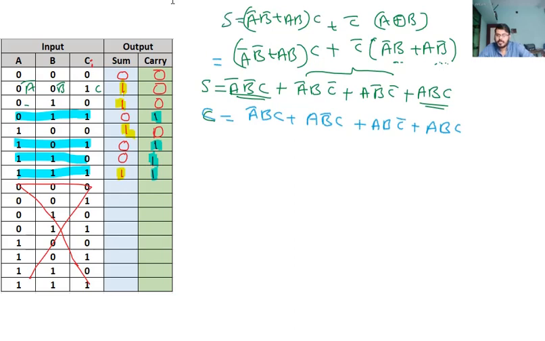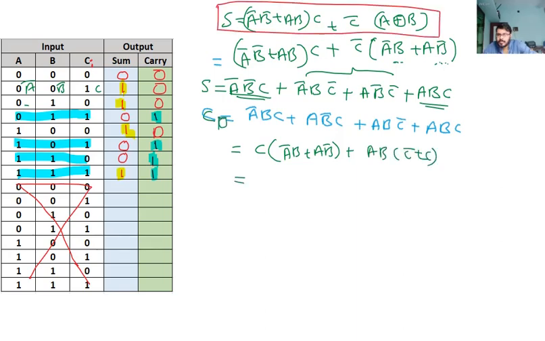Now if you consider the carry, here again you can take C outside. So you will get A complement B plus AB complement, plus here you have AB common, so AB into C complement plus C. Now this is equal to C into A XOR B plus AB. So this will be the expression for C out.